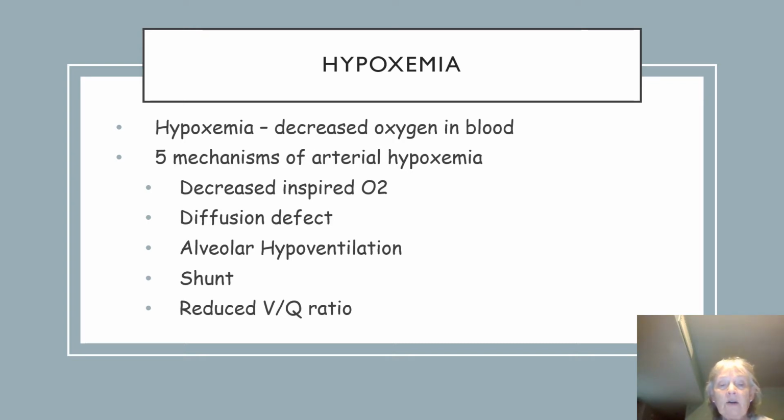A shunt and then a reduced VQ mismatch. Remember with a shunt, it's perfusion, no ventilation. A VQ mismatch can either be decreased perfusion with a normal ventilation or decreased ventilation with a normal perfusion.